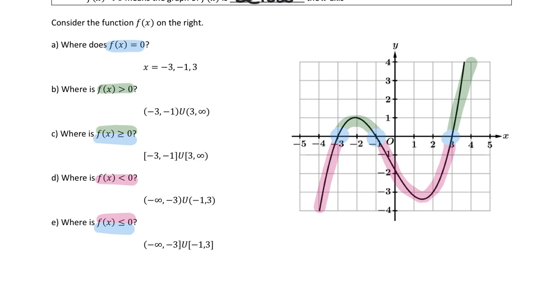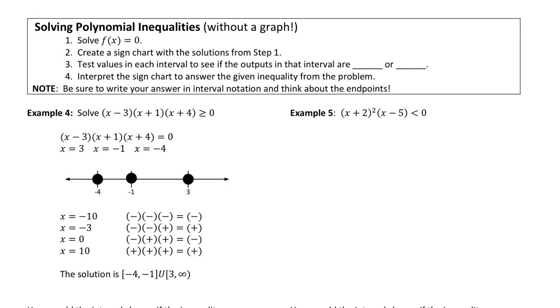Cool? Okay, but what if we don't have a graph? And you're not on a calculator portion of the test. So we can't graph this thing to see where it's above or below. Here's how we're going to do this. I've got the steps written there. It says first, solve the function directly equal to 0, even if the inequality is one of the other symbols.